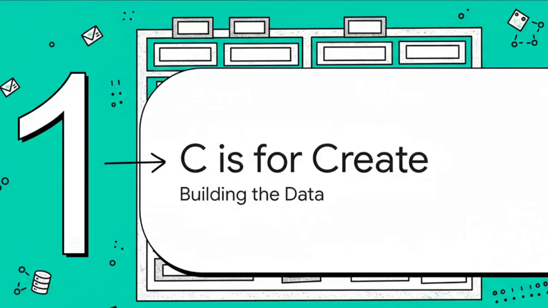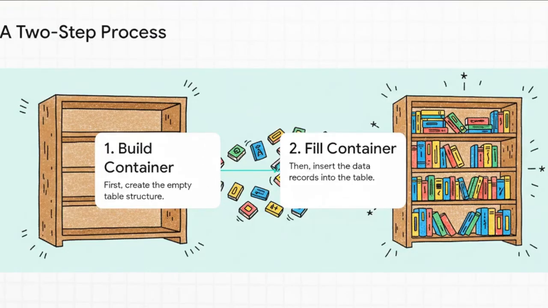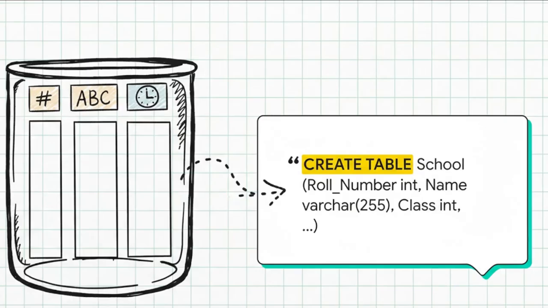First things first, you can't store information if you don't have a place to put it. So let's kick things off with the C in our toolkit, create. This is all about building our digital filing cabinet from the ground up. Now, creating data is pretty much always a 2-part deal. Think of it like this. First, you have to build an empty shelf. That's our container. Then, and only after that's done, can you actually start putting books, or in our case, student records, onto that shelf. And this is step 1, building that container.